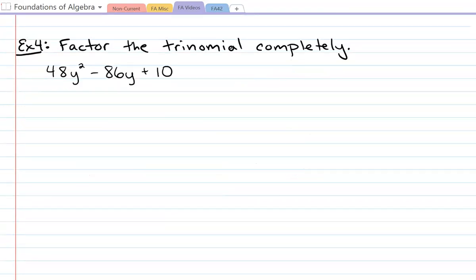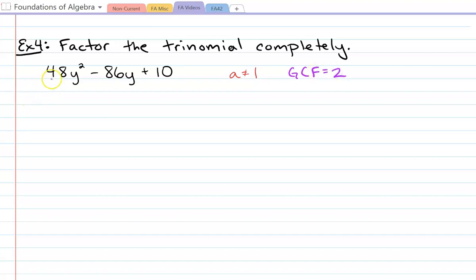Let's have another. So we have 48y squared minus 86y plus 10. So a is not 1. Is it a GCF? Well, definitely 48 does not go into 10. But take a second look. 48, 86, and 10. There's a GCF here. They're all even numbers. So we have a GCF of 2 that we can pull out.